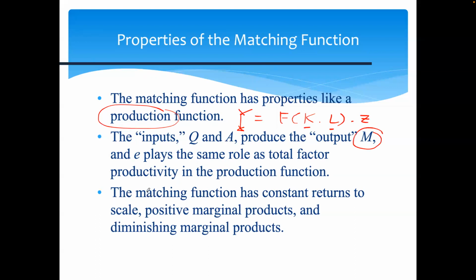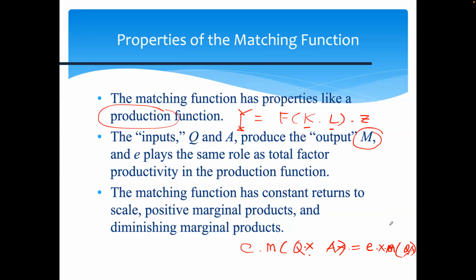One more thing. The matching function has constant returns to scale. What this means is you have E times M of Q and A. If you multiply the inputs by X, this is equal to E times X times M of Q and A. You change the scale of inputs by X, and equivalently, that's going to change the output by the same scale. This is constant returns to scale, right?